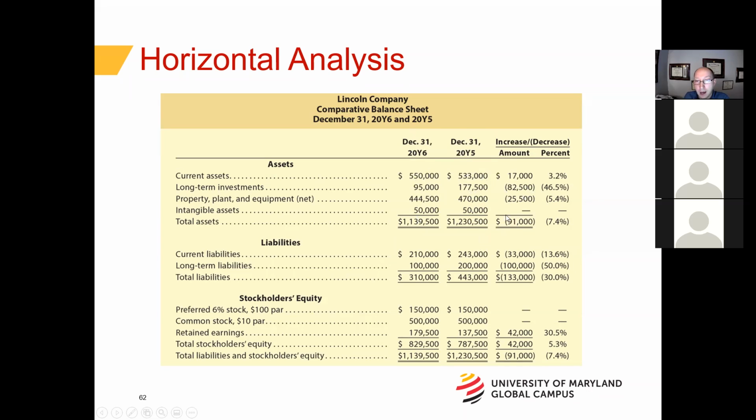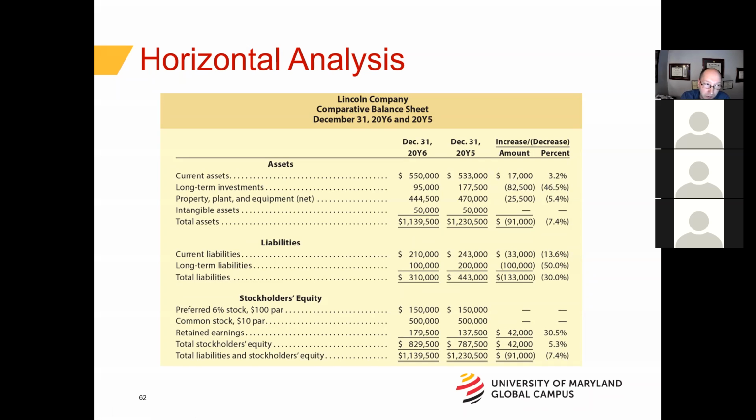Okay, so that's dollar amount. Now, how do we get the change in percentage, you might be asking? Here's how that works. You take the new year minus the old year, divided by the older year. So, for example, current assets, 550,000 minus 533,000. That's 17,000 divided by 533,000, which is 3.2% or 0.032. Then you just multiply by 100. That gets you what we call the percent change, or delta change.